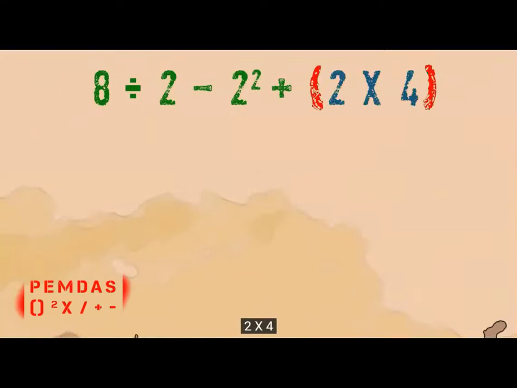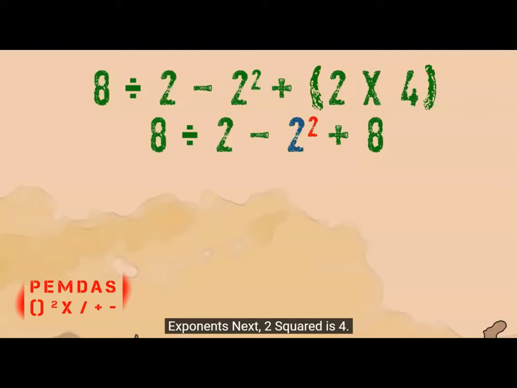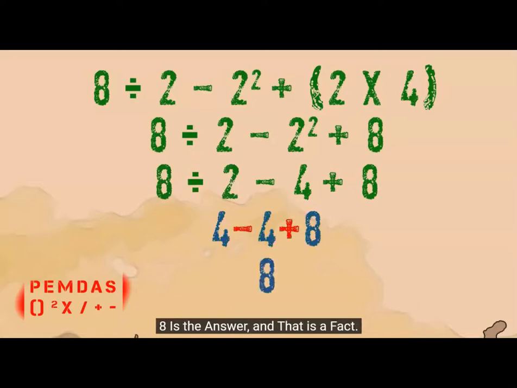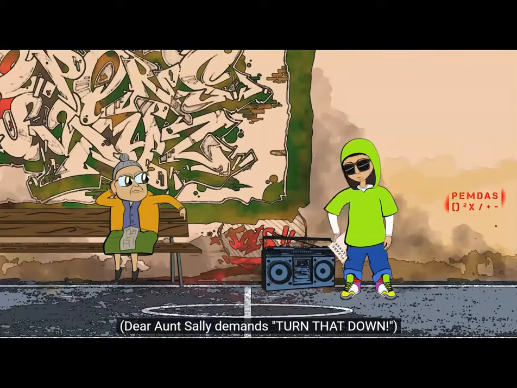Parentheses first, 2 times 4, the product's 8. Are you ready for more? Exponents next, 2 squared is 4. Let's move down like we did before. Time to divide or multiply. Let's see what we got. Take a look at the signs. Divide the 8 by the 2. The quotient's 4 and we're almost through. It's finally time to add or subtract. 8's the answer and that's a fact. Bring that down!